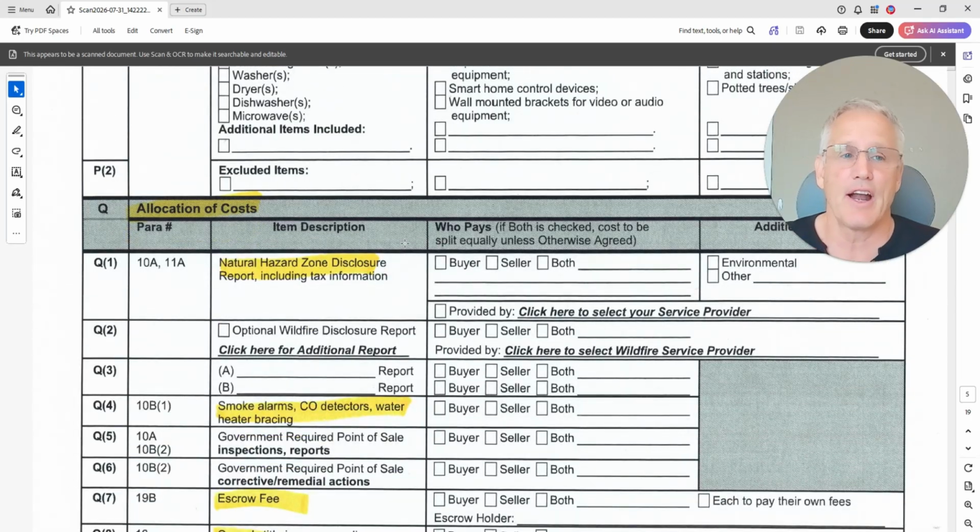Generally, industry standard out in the Russian River is the seller pays for the natural hazard zone disclosure report. So you can check either box, but generally your agent is going to be able to walk you through what is most important for these, and to get your offer accepted, what is the industry standard, what are people expecting. Your agent can walk you through that. Smoke alarms, CO2 detectors, hot water heater bracing, those are all required by state law to be done before close of escrow. Generally, the seller pays for that too.